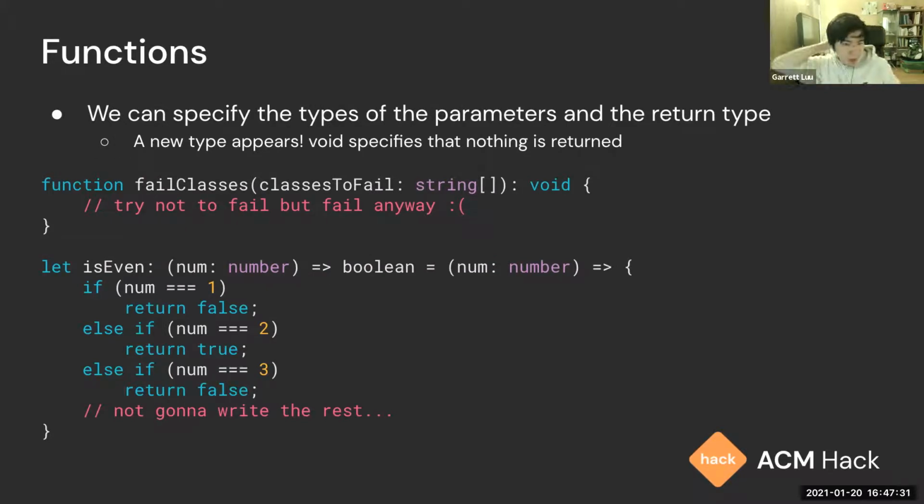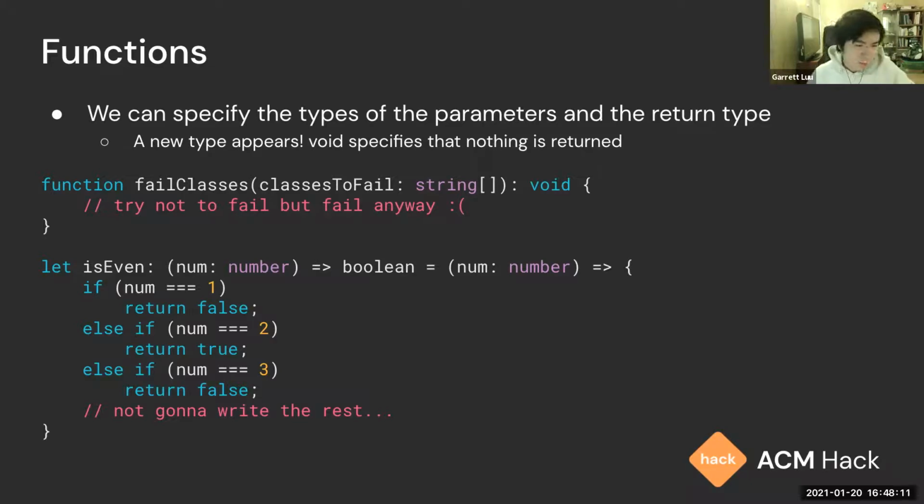Okay, next up we have functions. So we can specify the types of the parameters and the return type. And there's another type that I forgot to mention before, which is void. This is used if the function doesn't return anything. So this essentially lets you know what exactly comes in and out of your functions, right? For example, we have this function here, fail classes. This isn't going to return anything, right? We just pass in the classes that we want to fail, and the function is just going to make you fail them, and then it doesn't need to return anything. So we're good there.